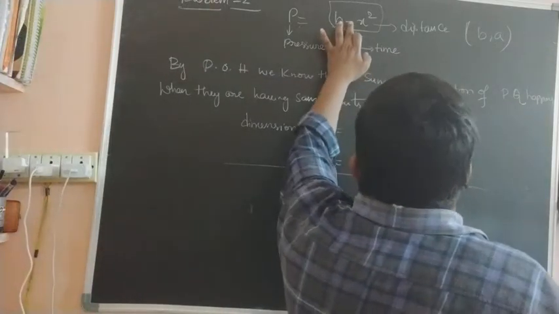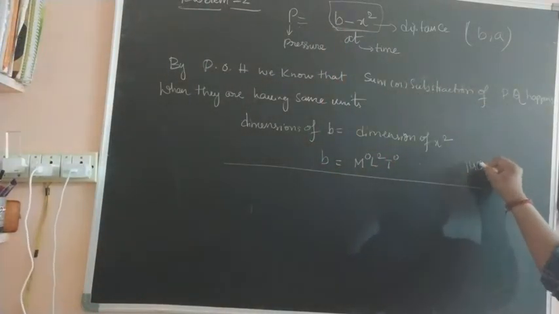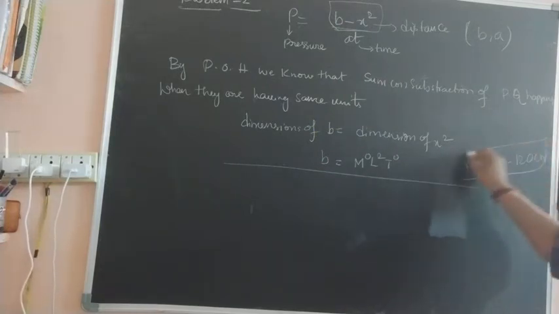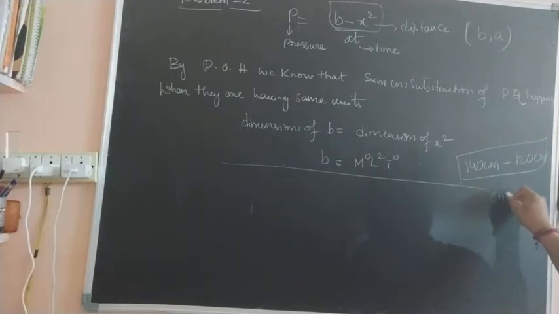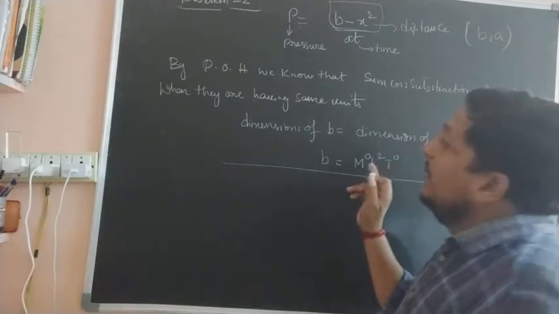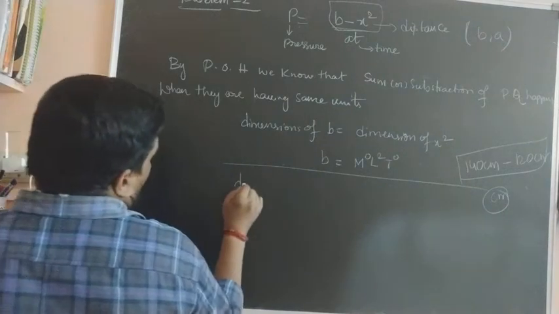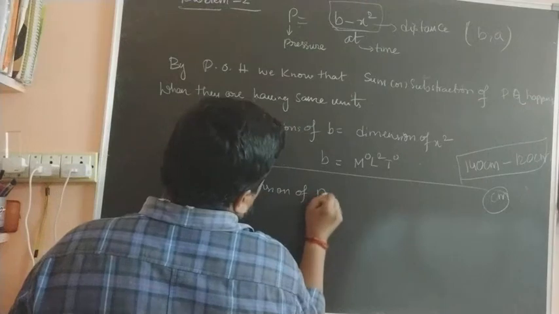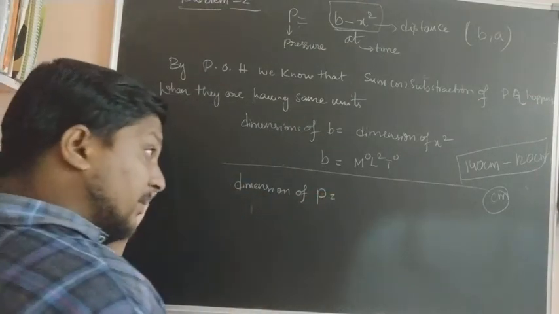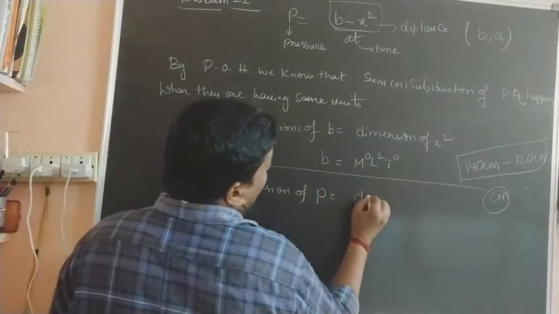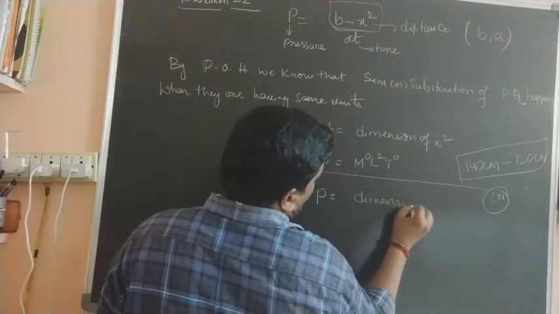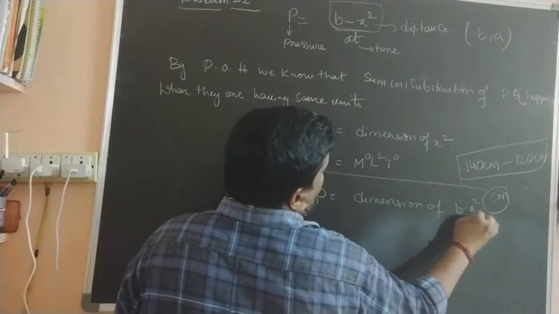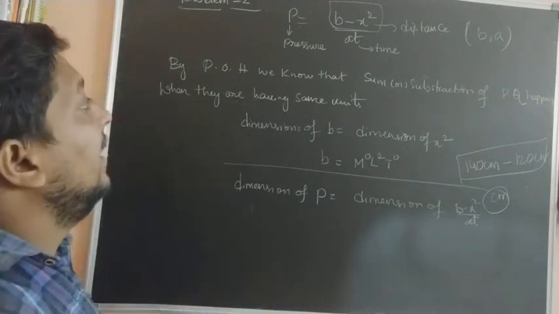You can observe here, it is just like 140 centimeter minus 120 centimeter. Even though they are subtracted, there is no cancellation of unit. We are left over with centimeter. In the same manner, see here, the dimension of pressure P is equal to the dimension of (B minus x square) by at.